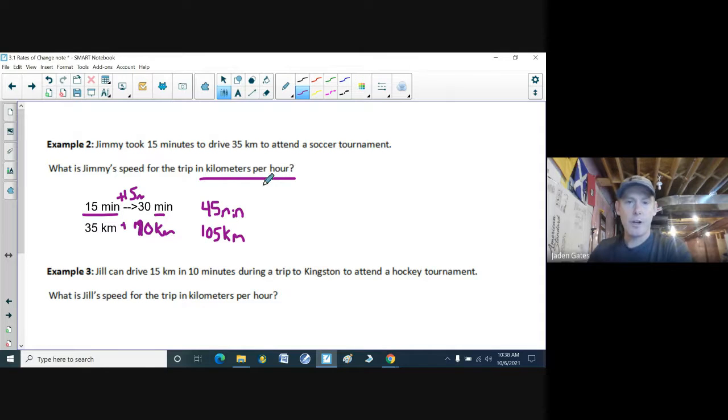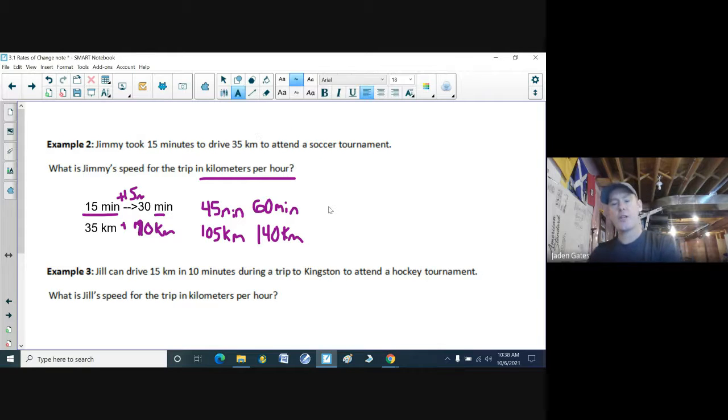But still, I'm looking for per hour. So I add another 15 minutes, I get to 60 minutes. I add another 35 kilometers. I would be at 105 plus 35 is 140 kilometers. And so now I know this person traveled 140 kilometers in 60 minutes, which is 1 hour.